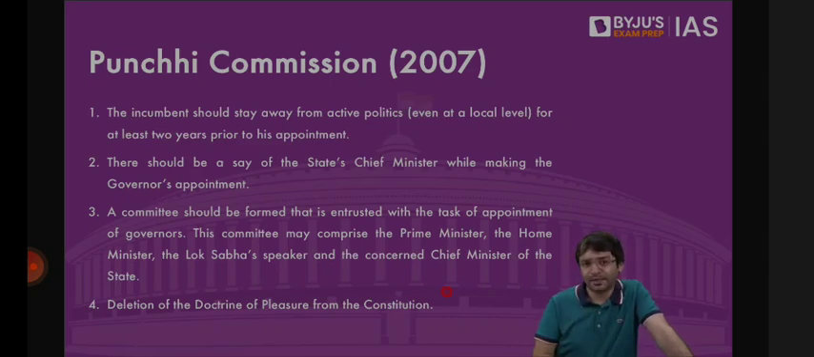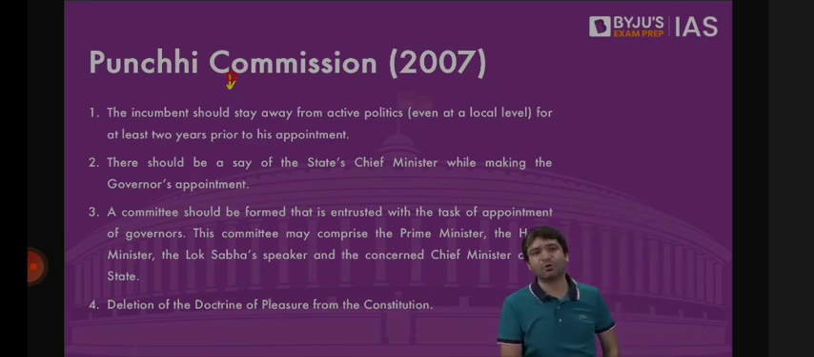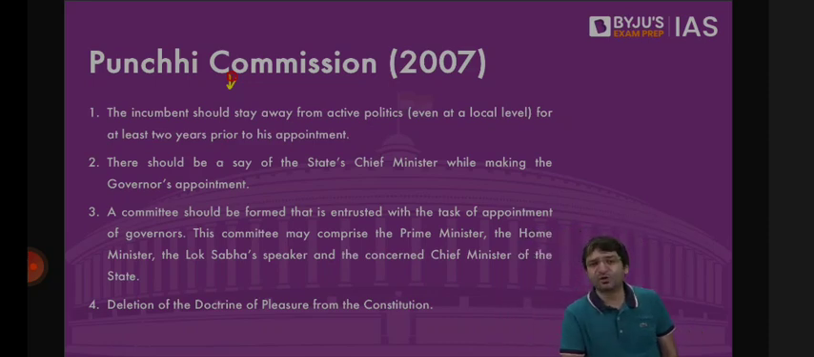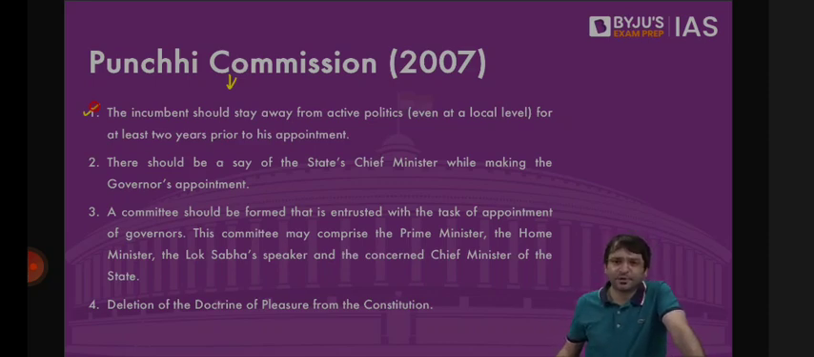Not just that, implement Punchi Commission recommendations, which was again set up in 2007, headed by Justice Madan Mohan Punchi. What did the Punchi Commission recommendation say? The incumbent should stay away from active politics even at a local level for at least 2 years prior to his appointment. If I am to be appointed as the governor of a state, I should not have participated in politics at least for 2 years. And politics does not only mean I should not have been an MP or an MLA. Even at the local level, I should not have been involved in politics for 2 years.